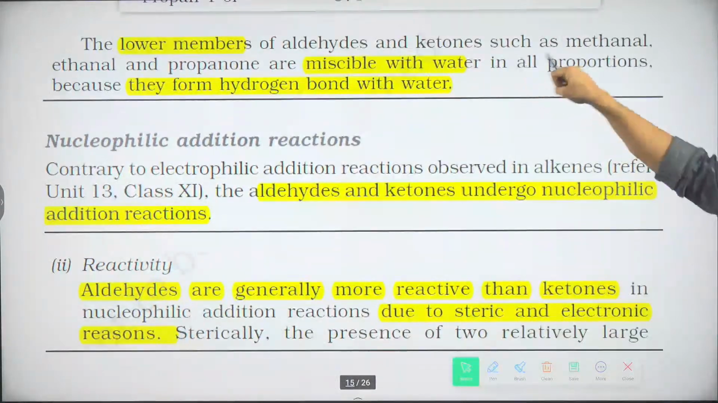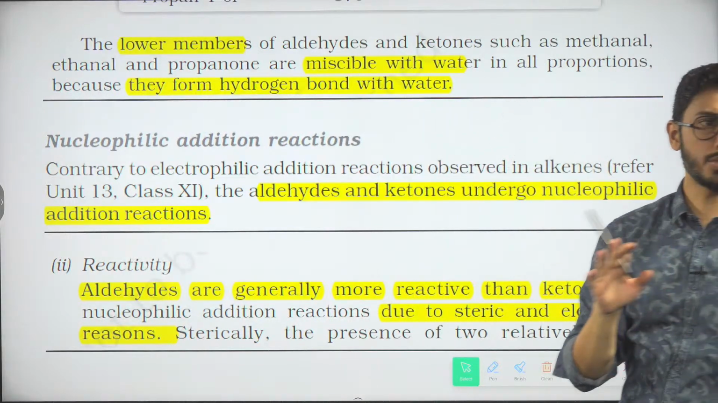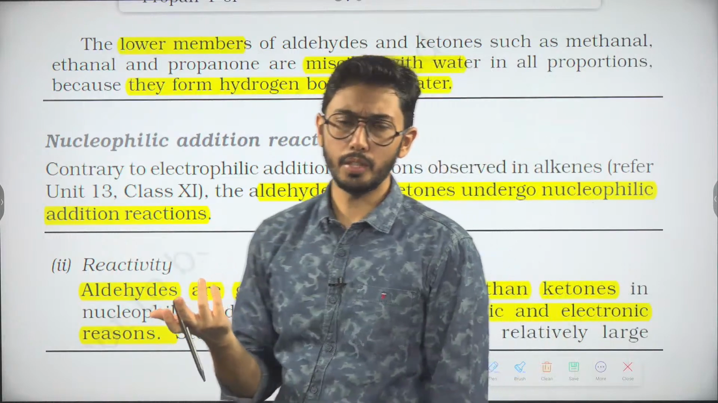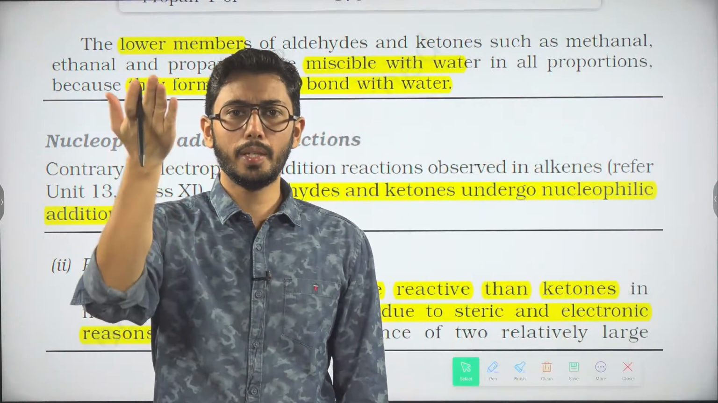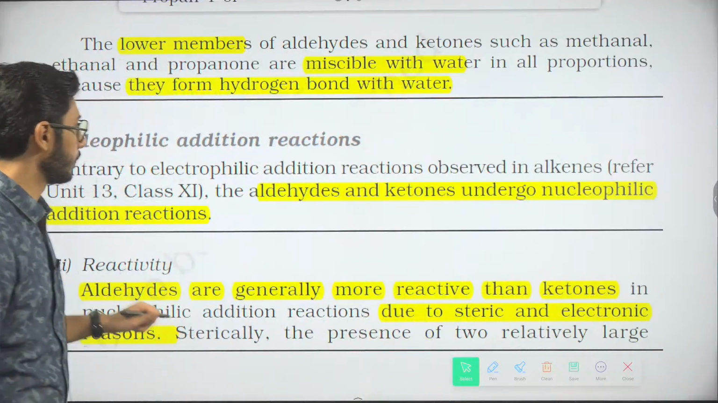Initial members, methanol, ethanol, propanol, are miscible with water in all proportions. Reason: they form H bonding with water. As the carbon atoms increase, the hydrophobic part increases, so solubility has to decrease.